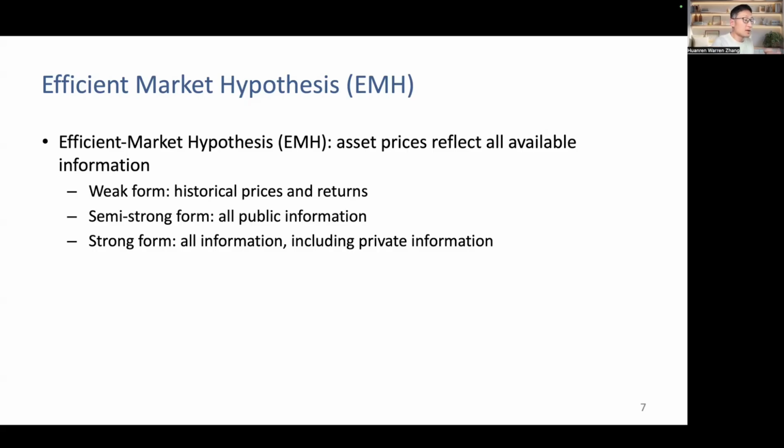The weak form states that the asset prices already reflect all historical prices and returns. One implication of the weak form of the efficient market hypothesis is that you cannot predict the trend of a stock and the price of any asset based on its past prices, because the information of the past historical prices and returns is already reflected in the current asset price.